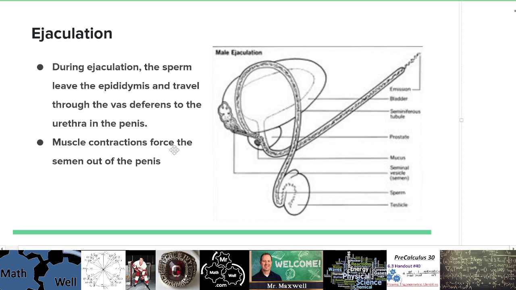Muscular contractions force the semen out of the penis. So when everything gets mixed here and it's ready to go, there are muscular contractions deep inside the system that propel the fluid out. Okay? Questions?